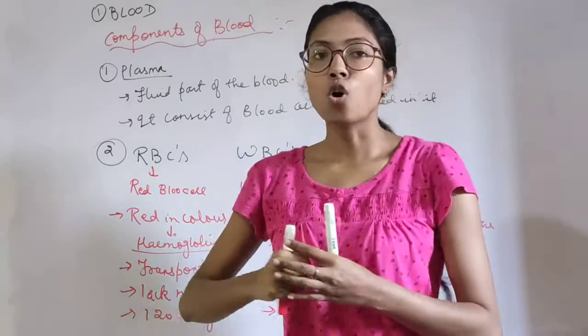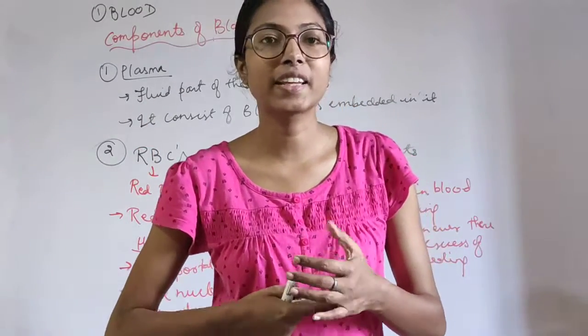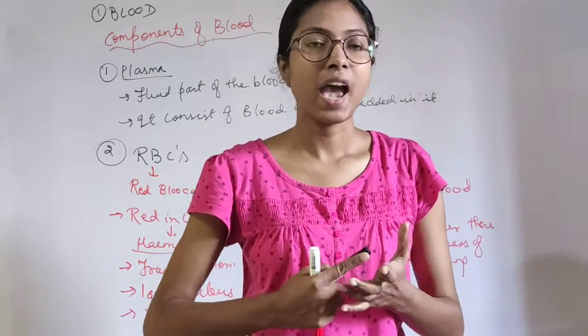So these were the components of blood, and we talked about the blood, which is the first form of fluid connective tissue, and where it is present, this fluid connective tissue is present in the blood and the lymph.